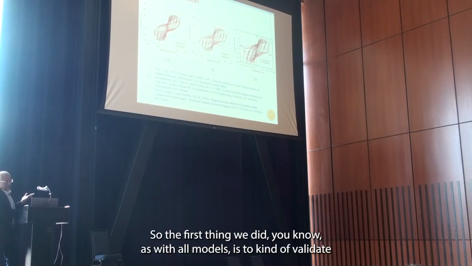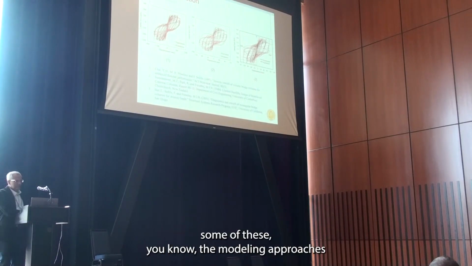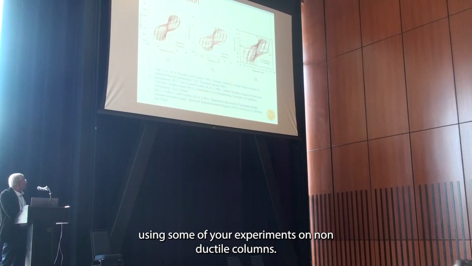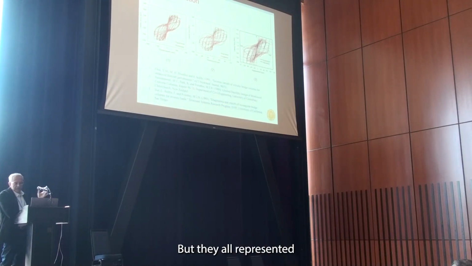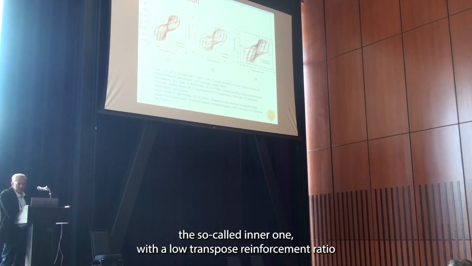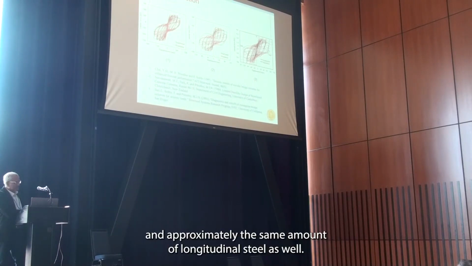So the first thing we did, as with all models, is to validate some of the modeling approaches using some experiments on non-ductile columns. So we picked 3 of them, tests done a while ago, but they all represented the kind of bridge columns that we were looking at, the so-called Era 1, with low transverse reinforcement ratio and approximately the same amount of longitudinal steel as well.